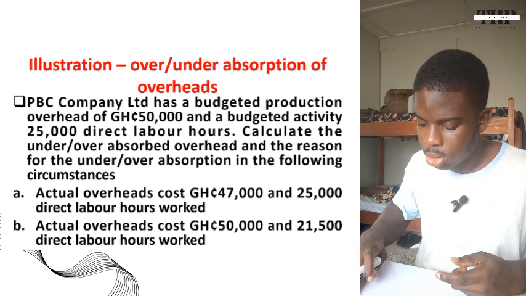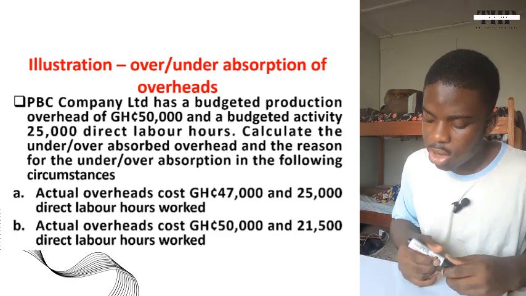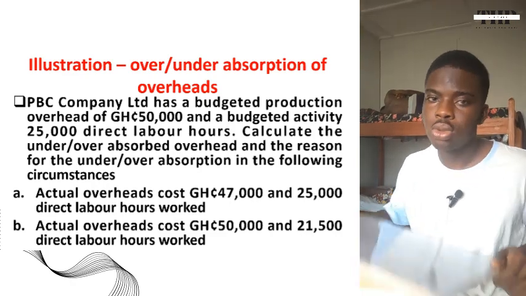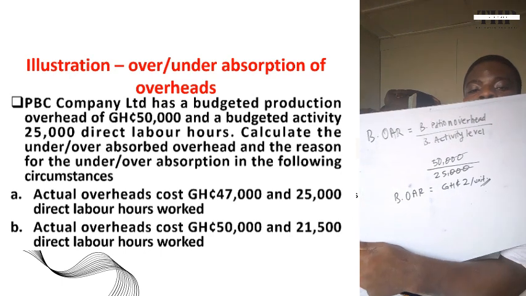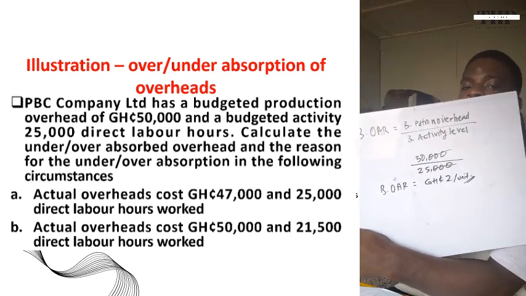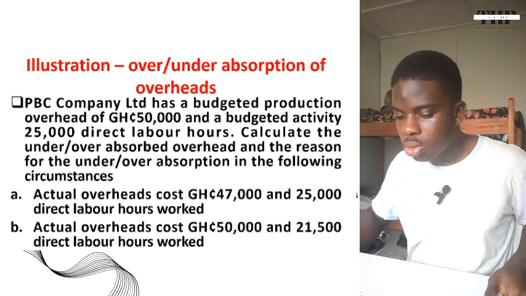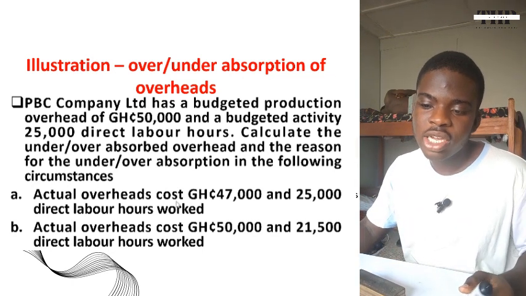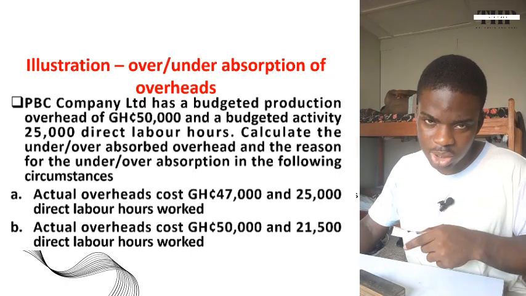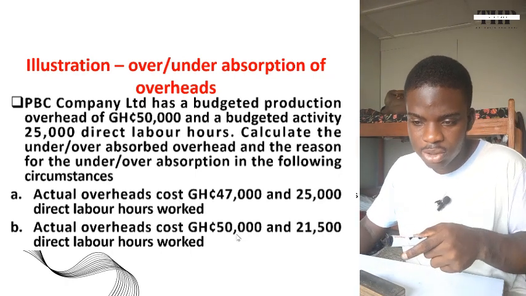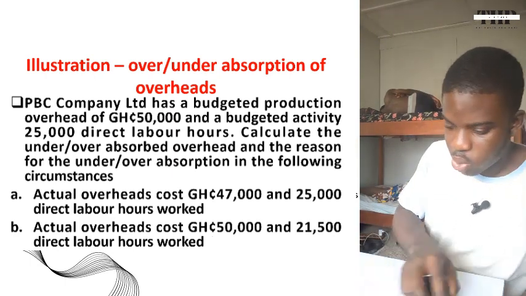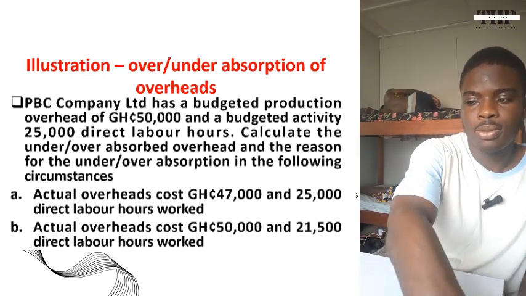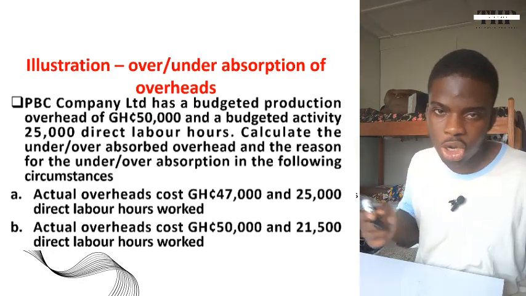Right. So now we have ascertained our budgeted overhead absorption rate. What comes next? So this is the first step. The first step is always to determine your budgeted overhead rate, right? So we have done that, it is 2. Now looking at the question, it says that actual overhead cost was 47,000 Ghana cedis and 65,000 direct labor hours. And the question is asking us to calculate the under or over absorption of the overhead, and give the reason why there was an under or over absorption.